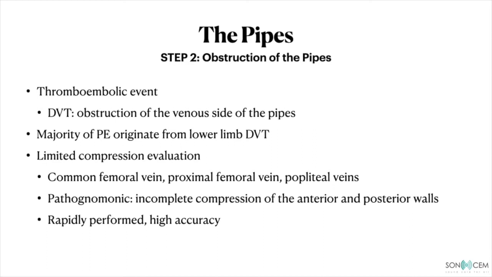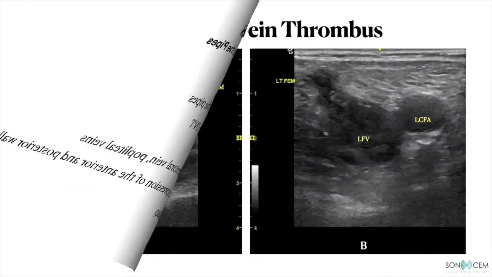Hence, a RUSH protocol advocates a limited compression evaluation involving the common femoral vein, proximal femoral vein, and also popliteal veins. The pathognomonic sign is the incomplete compression of the anterior and also posterior wall. This can be performed rapidly with a high accuracy rate.